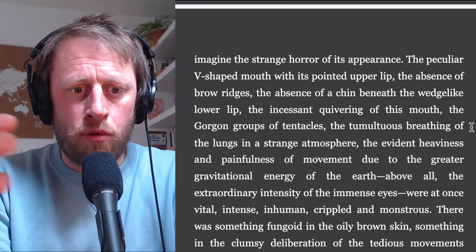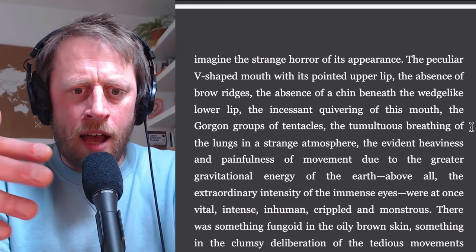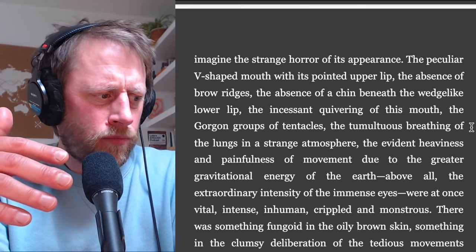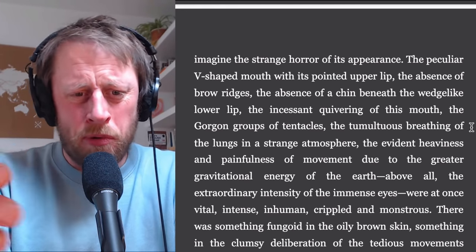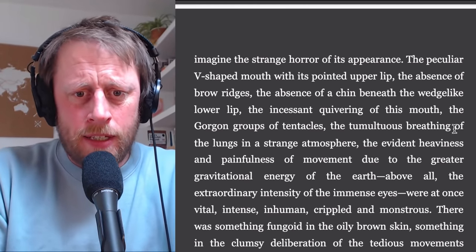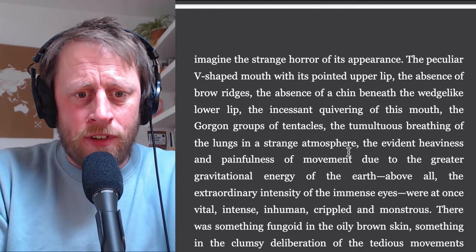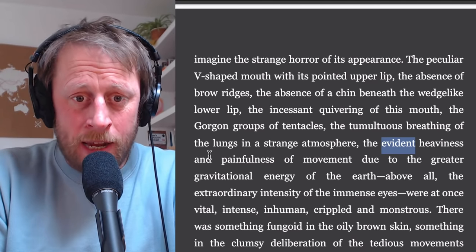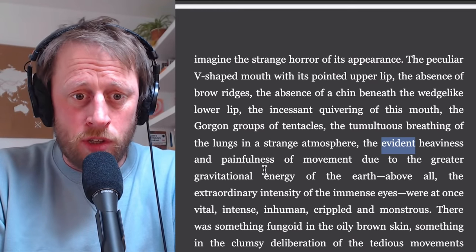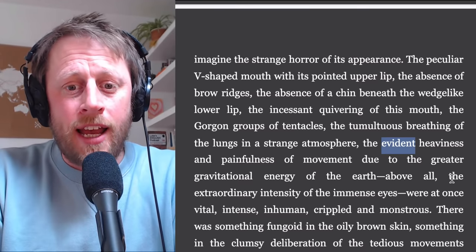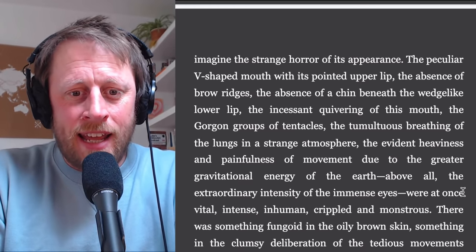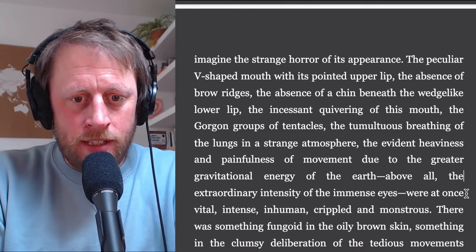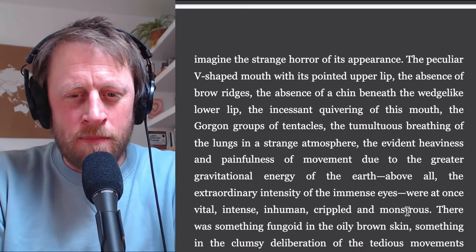The tumultuous breathing of the lungs in the strange atmosphere. So tumultuous meaning sort of like uneven and desperate. Sort of breathing heavily. The evident heaviness. Evident meaning obvious. The obvious heaviness and painfulness of movement due to the greater gravitational energy of the Earth. And above all, the extraordinary intensity of the immense eyes were at once vital, intense, inhuman, crippled, and monstrous.